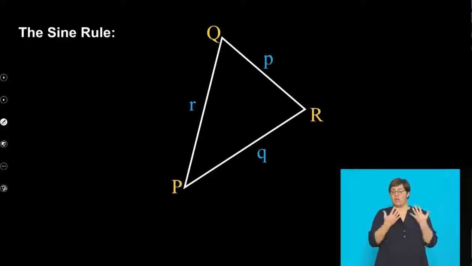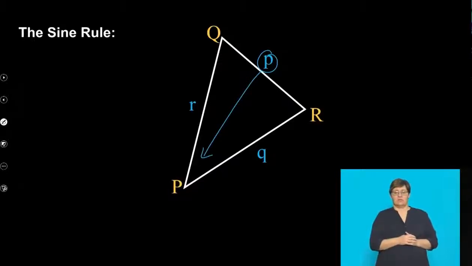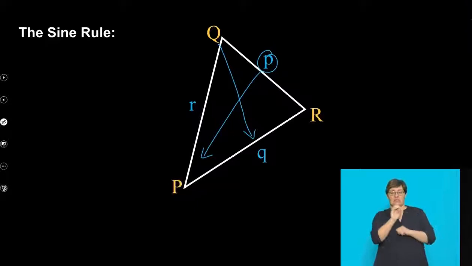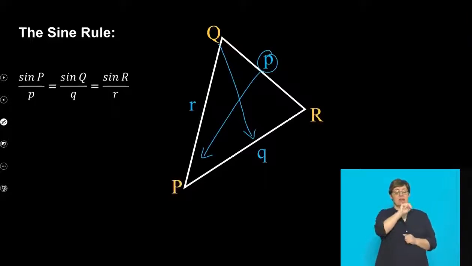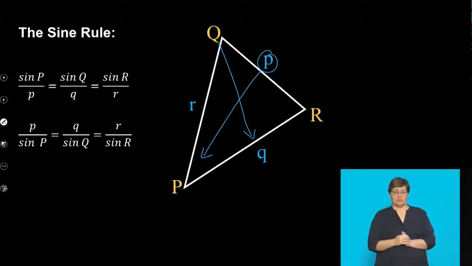So if we have a triangle PQR, as we do here, the side opposite P is labeled little p, and we have labeled Q, little q across from the vertex Q, and similarly with R. So we just adjust the formula for the sine rule using P, Q, and R. Our formula will look like this: sine P over p equals sine Q over q, which equals sine R over r. And the reciprocal version: little p over sine P, and similarly q over sine Q, and r over sine R.